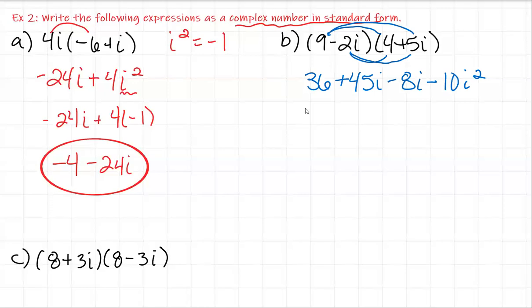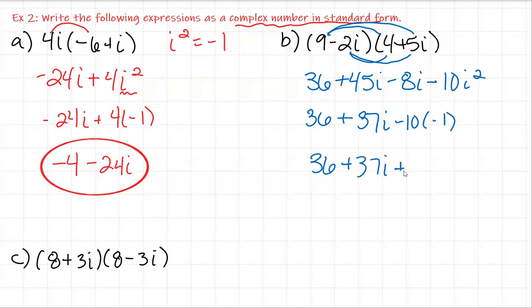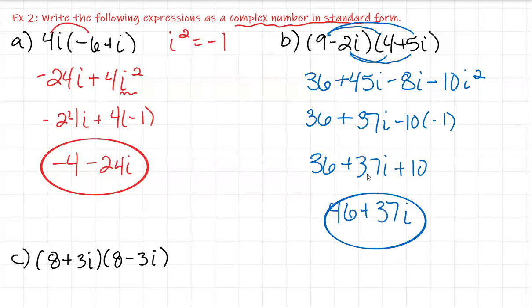So now let's just combine our like terms. We have 36, 45i minus 8i. That's going to be 37i. Sorry, I almost said the completely wrong answer. 37i, right? And then again, this i squared, that's going to be negative 1. So this is going to be negative 10 times negative 1, which is going to make it positive 10. So 36 plus 37i plus 10. And then we have two more like terms to combine, 36 and 10. So this is actually going to be 46 plus 37i. And that is our complex number.